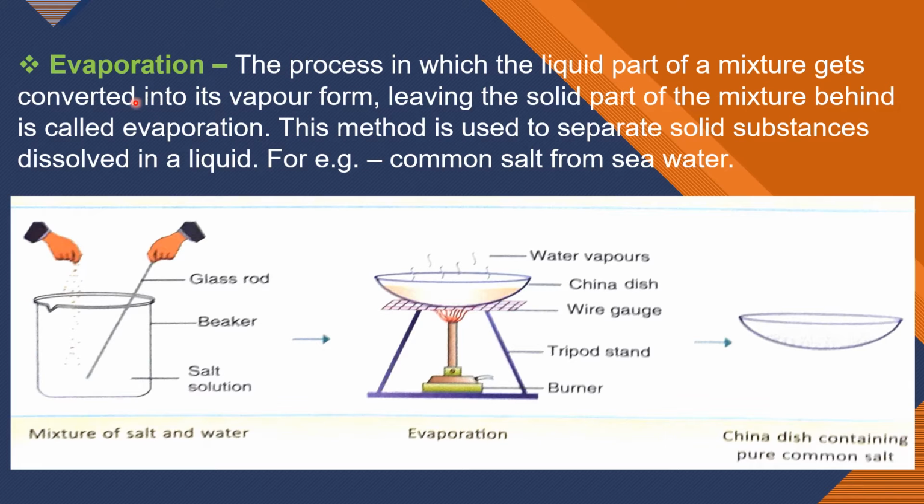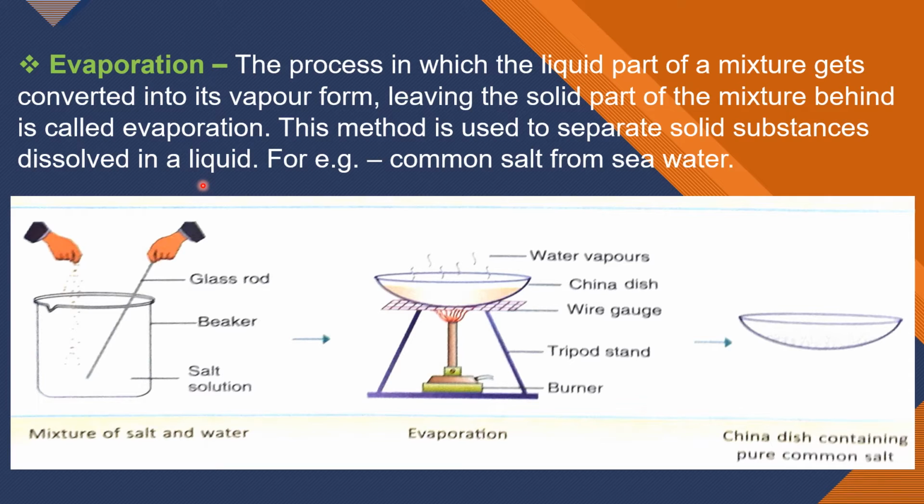Let us start with evaporation. Students, the process in which the liquid part of a mixture gets converted into its vapor form, leaving the solid part of the mixture behind, is called evaporation. This method is used to separate solid substances dissolved in a liquid.